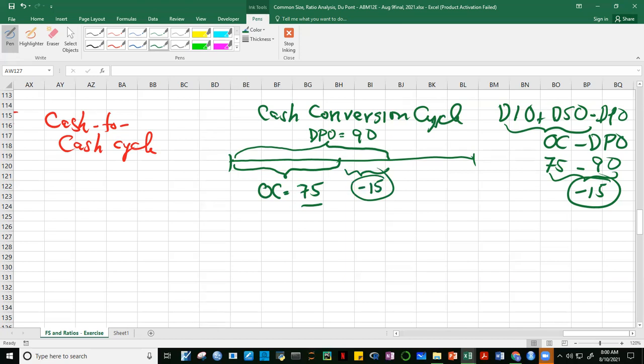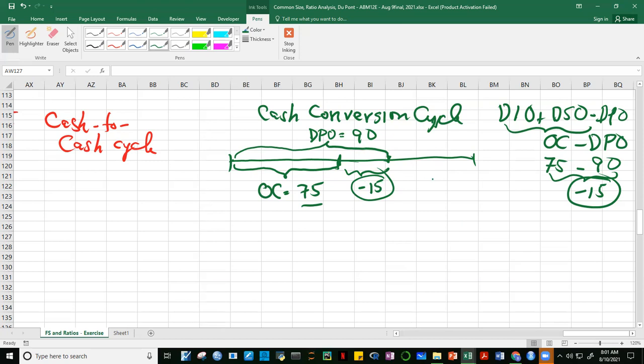Ibig sabihin yan, guys, that we already have the cash here. Na-collect na natin yung receivables natin on the 75th day. Tapos magbabayad tayo sa supplier natin on the 90th day. Therefore, a negative 15 cash conversion cycle indicates that we have 15 days in order to use our cash for other purposes muna. Maybe kung merong 15 days na naka-deposit muna where we can earn interest from that kahit 15 days lang yan.